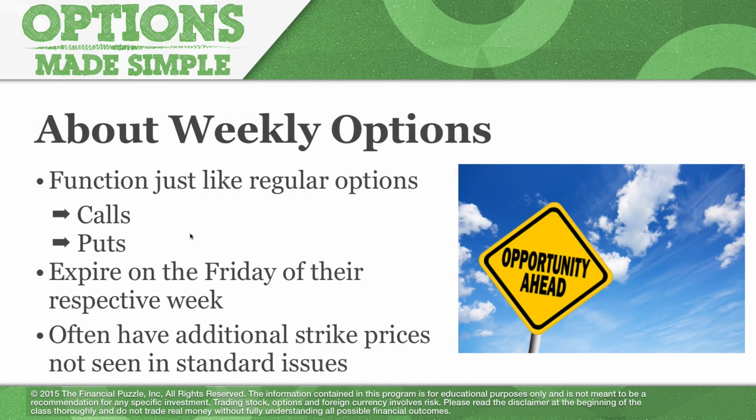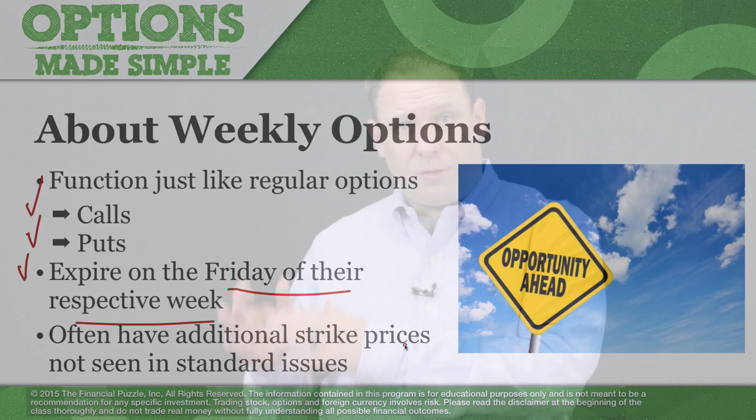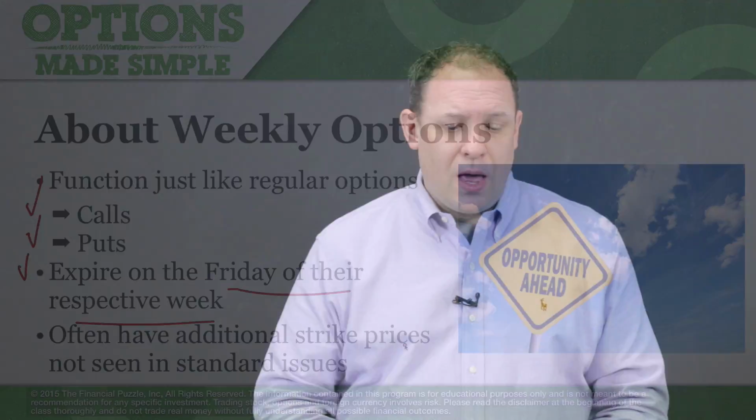Weekly options are going to function just like regular options. You're going to have both calls and puts. Like regular options, they're also going to expire on Friday, but here's the difference. They're going to expire on the Friday of their respective week that they expire. So instead of expiring on the third Friday of the month, they're going to expire whichever day they've been assigned to expire on that particular Friday.